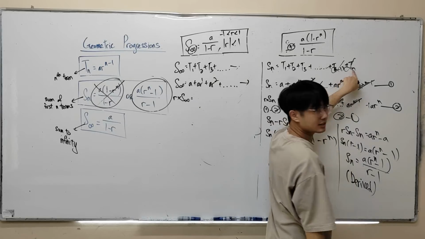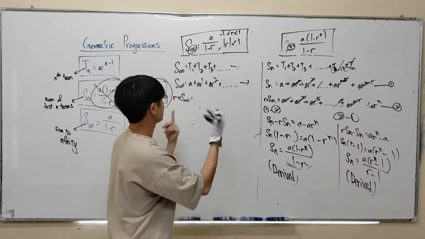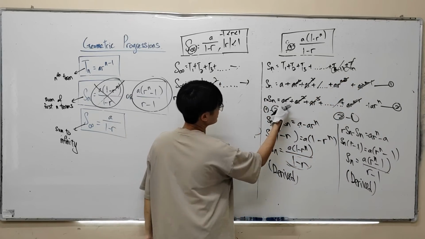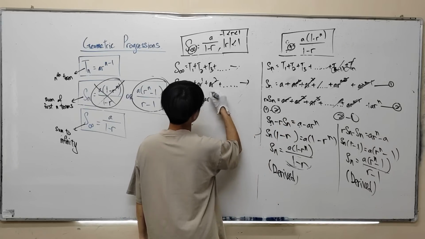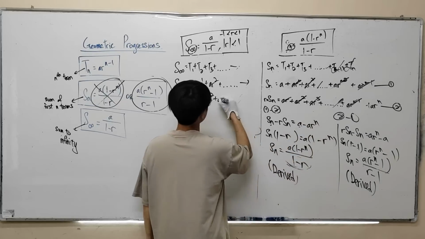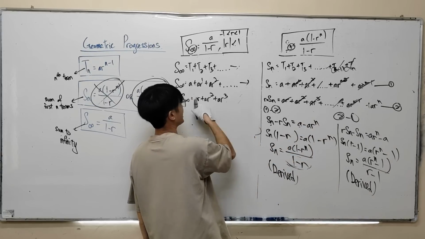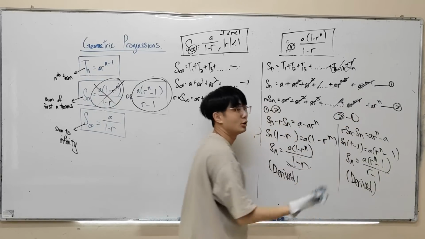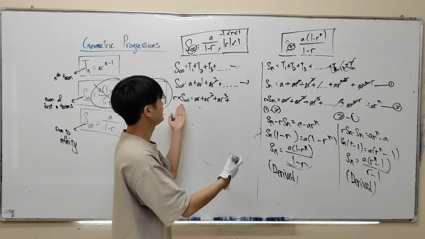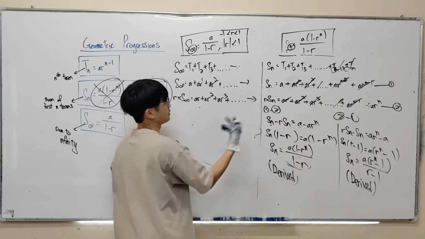This one got last term, right? Because infinity means there's no last term. So when you times R, what happens here? Just copy from here: AR plus AR power 2, plus AR power 3. What you're doing is basically taking all this times R times R times R. And this one we don't write because there's no last term. It's infinity, so I just keep going, right?